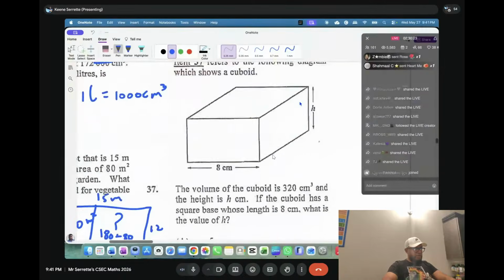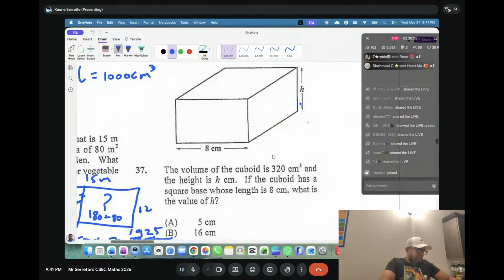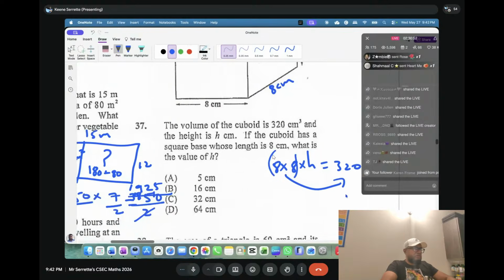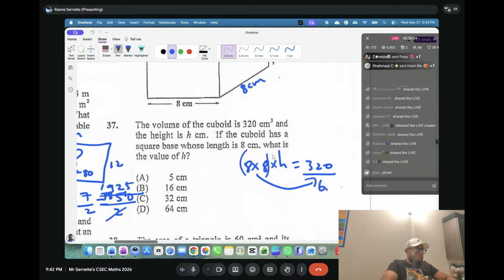What's going on here? The volume of the cuboid is 320 and the height is h. If the cuboid has a square base whose length is 8 centimeters, what is the value of h? A square base. So base mean here will be 8 also. So 8 multiplied by 8 multiplied by height will be equal to 320. 8 8s are 64. 64 into 320 is what, by?